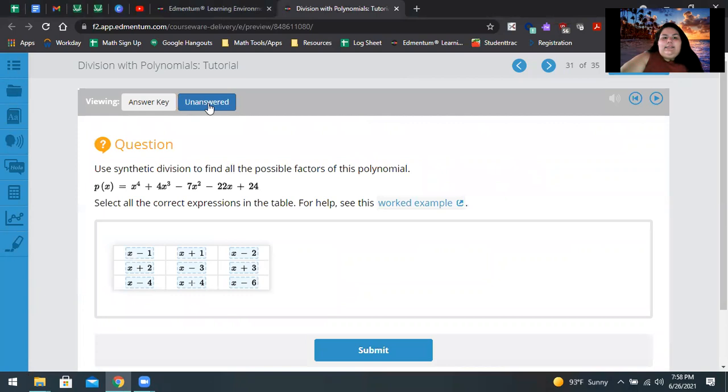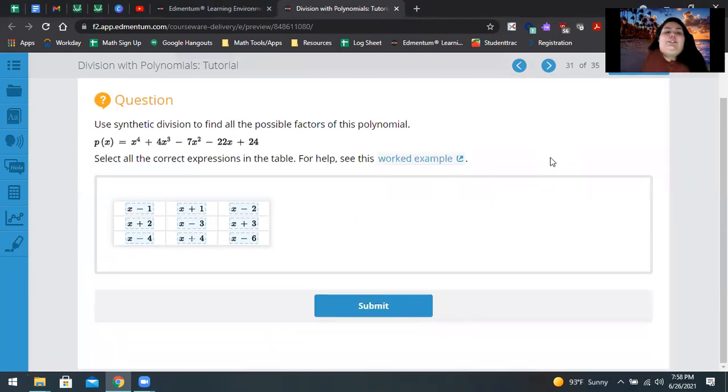So let's go ahead and take a look at this one right here on slide 31. It says use synthetic division to find all the possible factors for this polynomial. Okay, so we can test it out, where they gave us some certain factors. We can test it out by setting up our synthetic division. Now remember, you don't want to use the same polynomial over and over again because, again, here we have 4, 5 terms to look at.